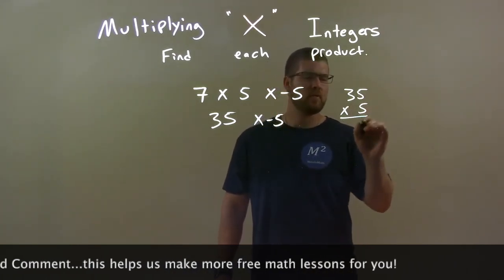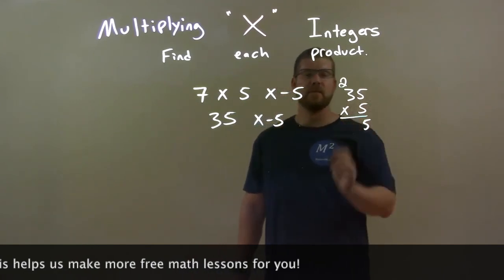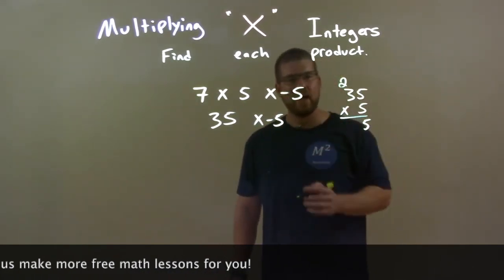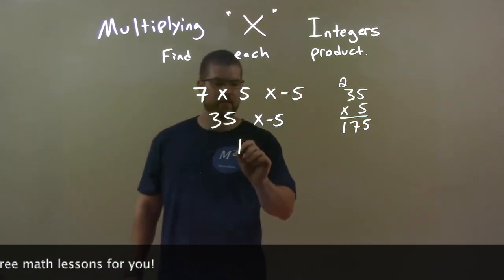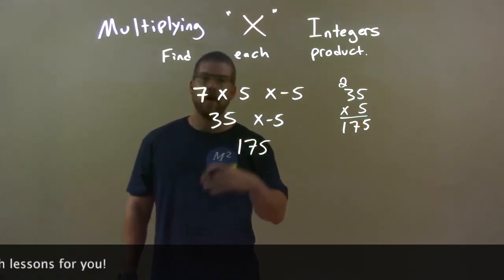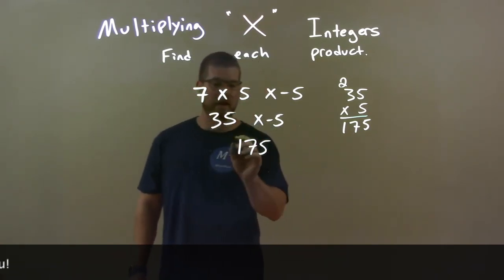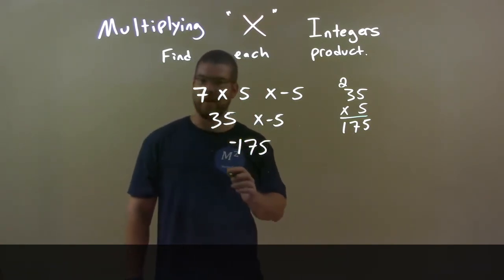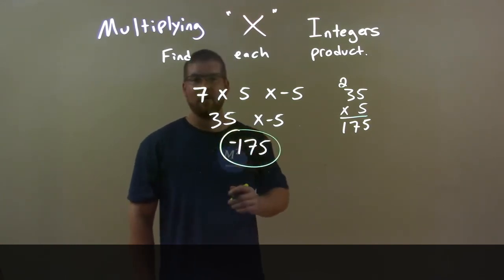5 times 5 is 25. 5 here, carry the 2. 5 times 3 is 15. We add that 2, and that's 17. 175. But wait, there's more. Positive times a negative is always a negative. You thought I was going to forget about that negative now, didn't you? Negative 175 is now our final answer.